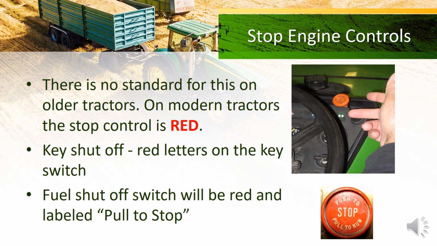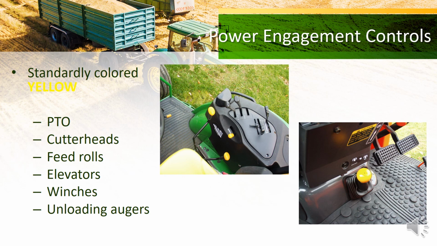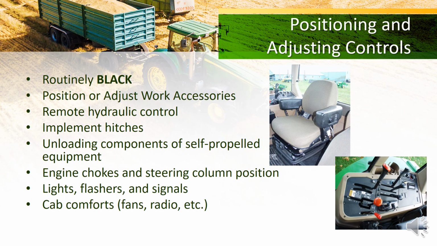So the stop engine controls are the ones that come in red. Your key shut off should have red letters on the key switch, and your fuel shut off switch should also be red and labeled pull to stop. Your ground motion controls are the orange colored controls. These control the engine speed, the transmission, your parking brake, your emergency brakes, and the differential lock. The power engagement controls are the ones you see in yellow. These will control your PTO, your cutter heads, your feed rolls, your elevators, your augers. And then the positioning and adjusting controls are the ones that you see in black. These will adjust your seat, the fans, the radio, the lights, the flashers.